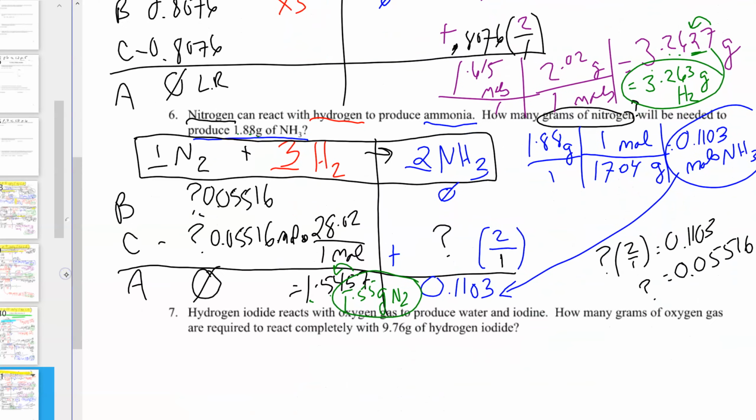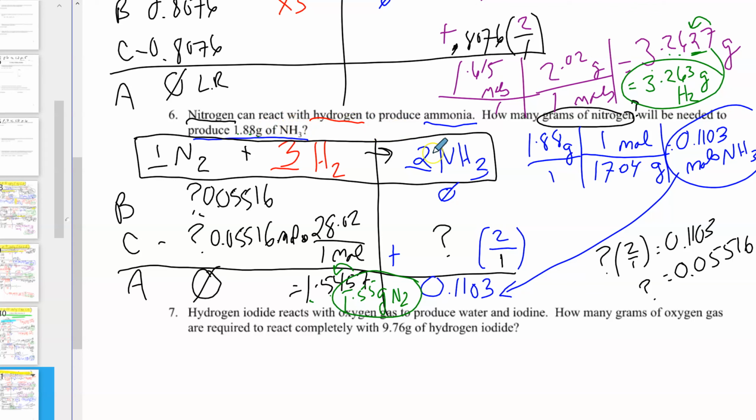Number 6. This one I did a lot for you already. Nitrogen can react with hydrogen, N2 and H2. Remember, have no fear of ice-cold beverages. All those elements are diatomics. To produce ammonia. You've memorized ammonia, NH3. How many grams of nitrogen will be needed to produce 1.88 grams of ammonia?